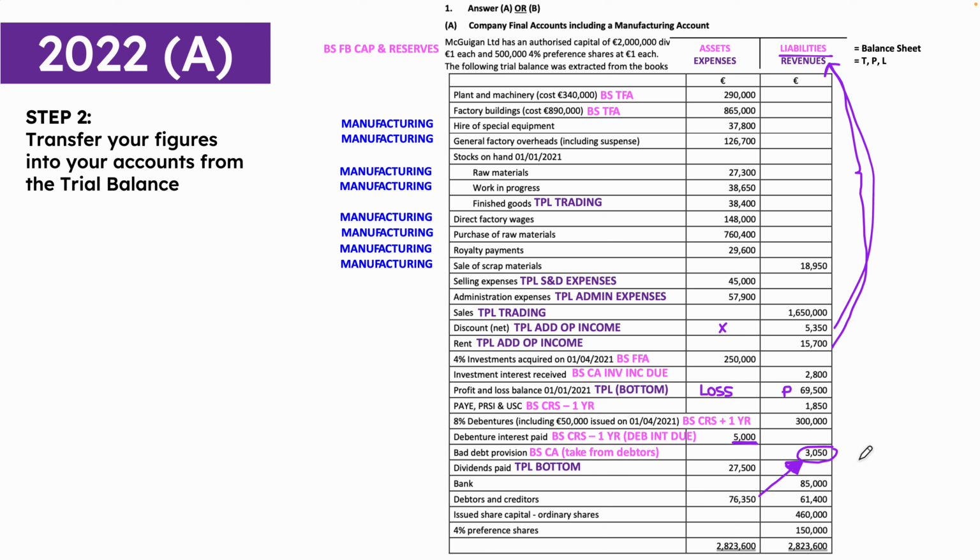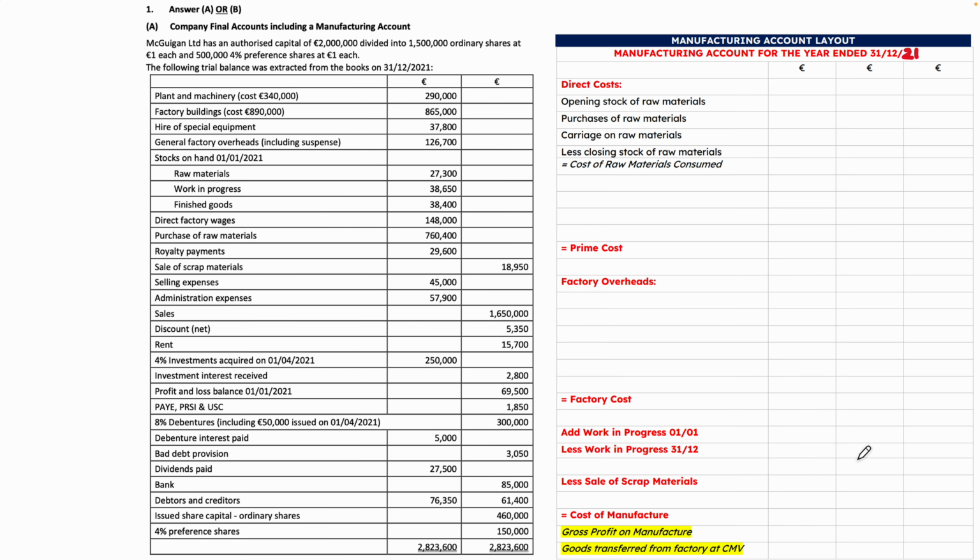Then you have dividends paid at the bottom of the trading profit and loss. Then you have the bank. It's on the credit side, so that is going to be balance sheet creditors minus 1 year. Then you have debtors and creditors. So debtors on the debit side, 76,350 euro, going to go into current assets, and then creditors will go under creditors minus 1 year. Then you'll have issued shares, you'll have your ordinary shares, and you'll have preference shares. So 460 and 150, they'll both go into the capital and reserves. So now it's just time for us to slot them all in.